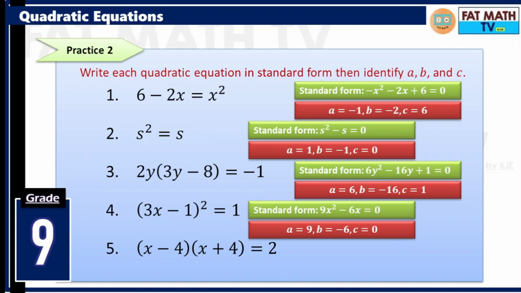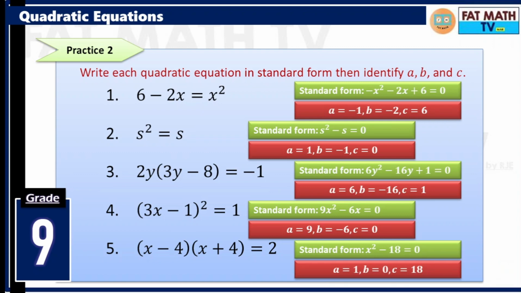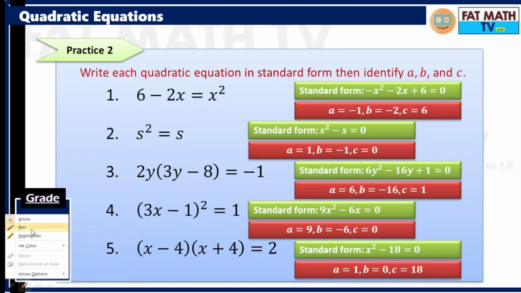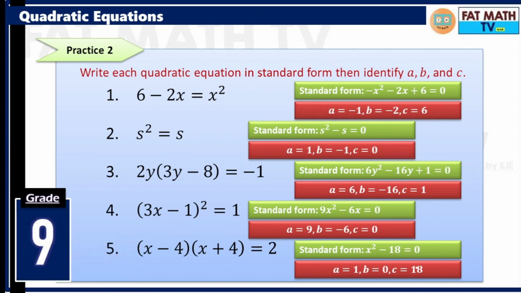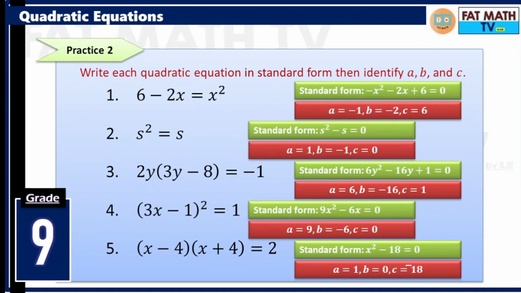Number 5, that's going to be x squared minus 16 equals 2. So that's x squared minus 18 equals 0. For a, that is 1. For b, there's no linear term, so b is 0. And c is negative 18. So it has to be negative 18, not positive 18. So c is negative 18. So that's it for quadratic equations.